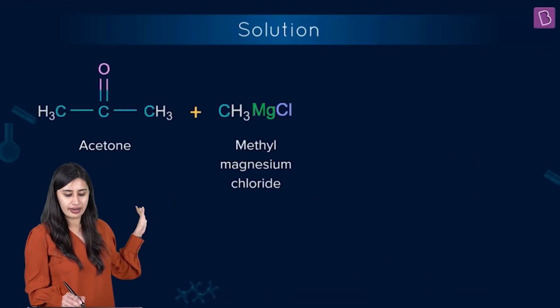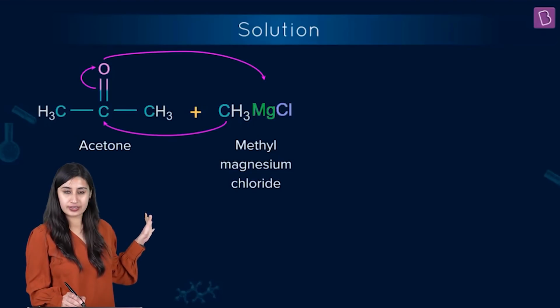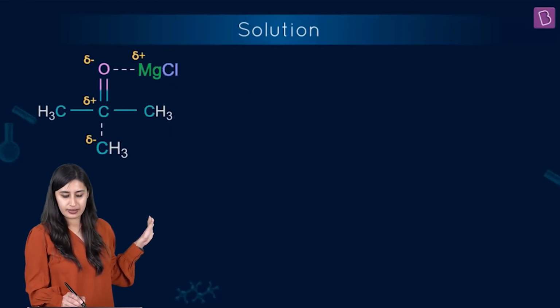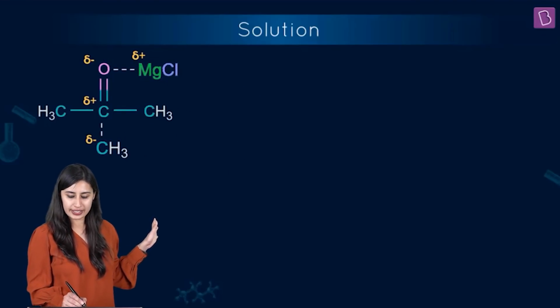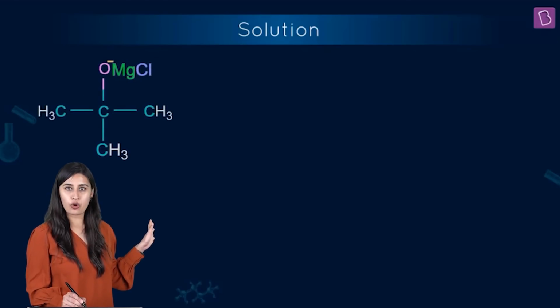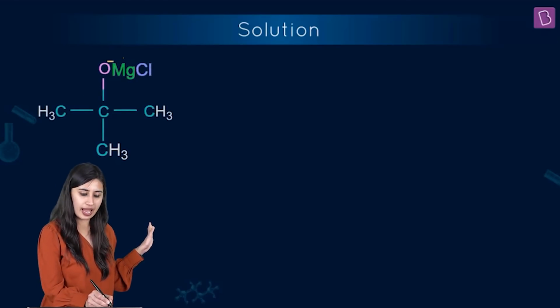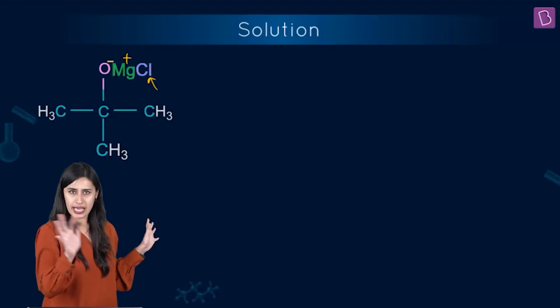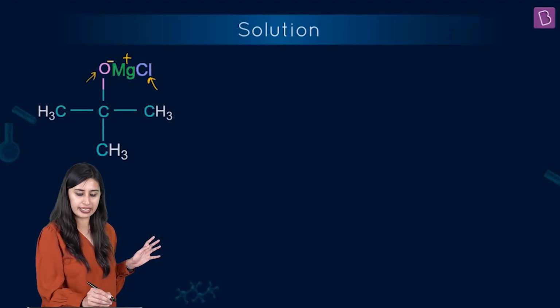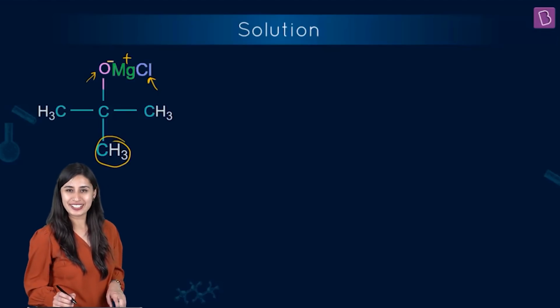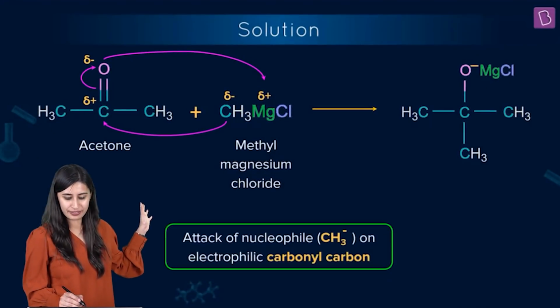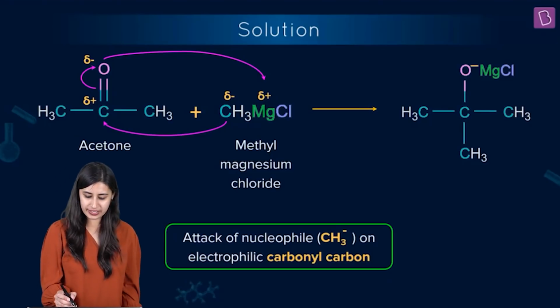Check it out. Let's revise it. This is what is happening. Look at this. Opposites are attracting. Final thing is O minus, Mg plus and Cl here. MgCl gets attached to this O minus, and with the carbon comes the CH3. So the final thing is, this is what you get.